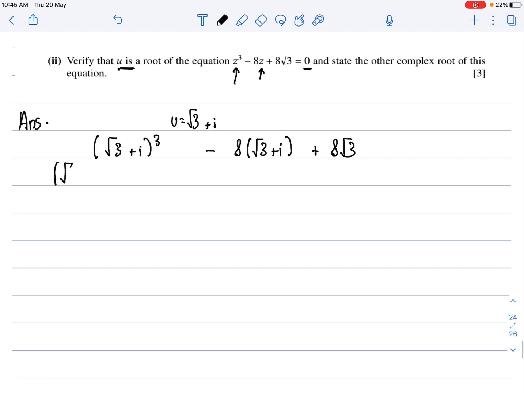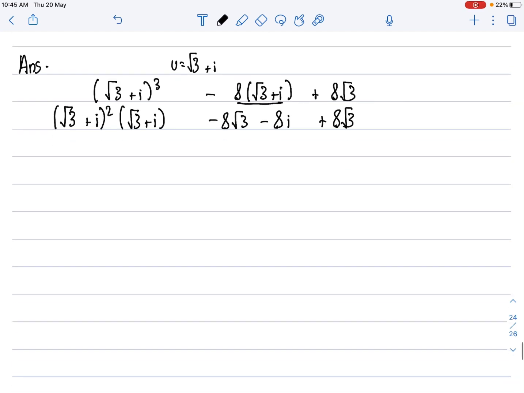So now I can write this as root 3 plus i squared into root 3 plus i, and here I can expand this and write it as minus 8 root 3 minus 8i plus 8 root 3. Now I can write the square as a squared plus b squared plus 2ab, because this is a plus b the whole squared, multiplied by root 3 plus i.